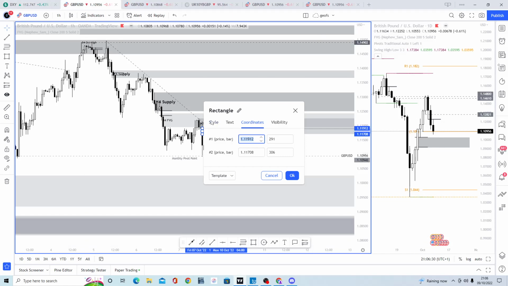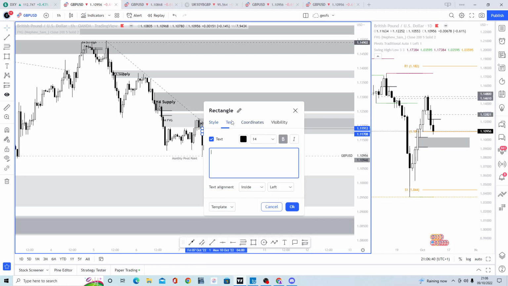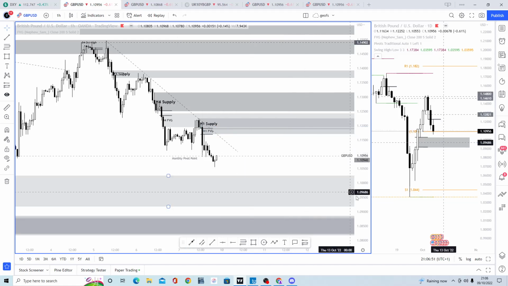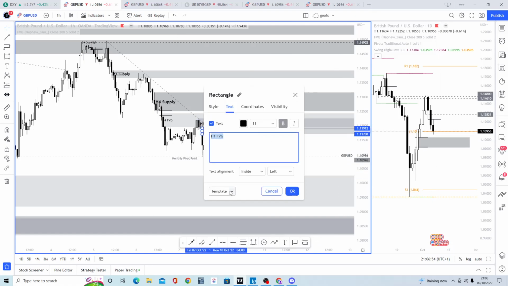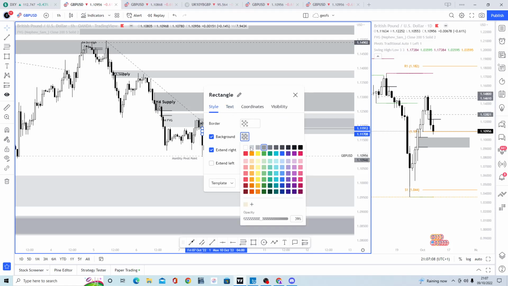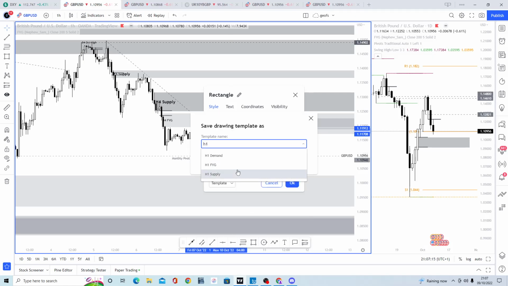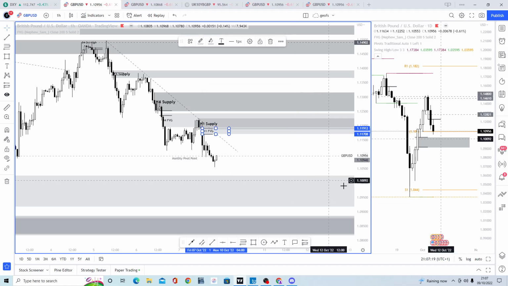What are we calling this again? Style. Template. Text. Okay.